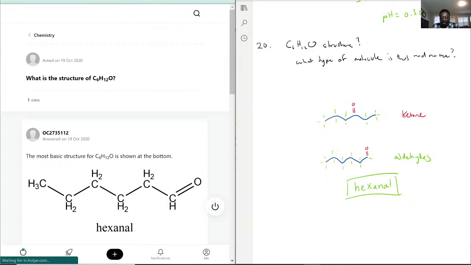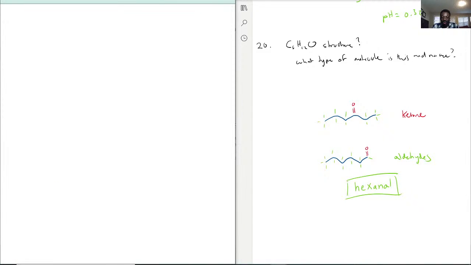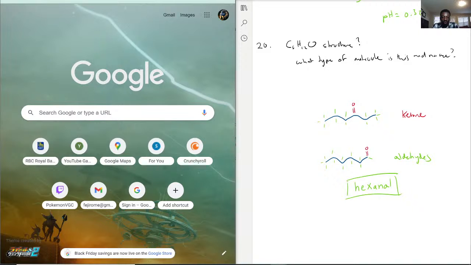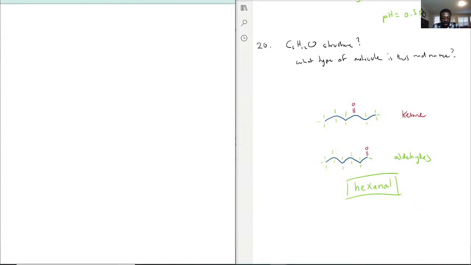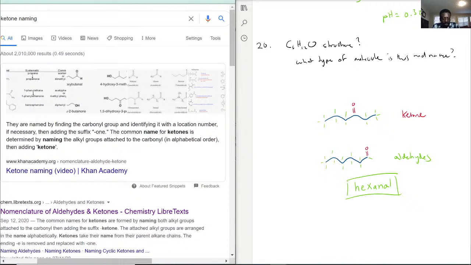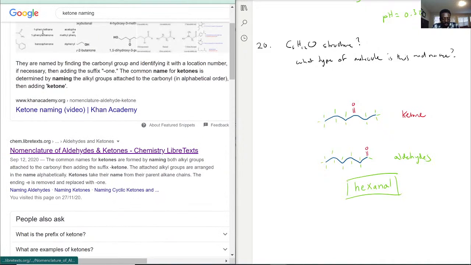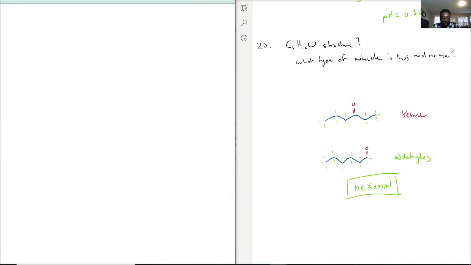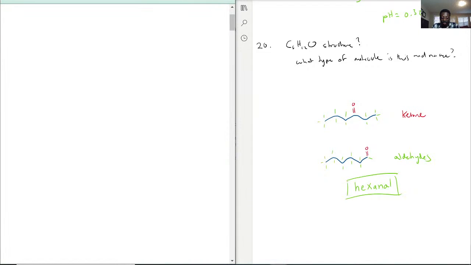Now for ketones, honestly I do not remember how to name them, so I will actually have to look up ketone naming. I do believe there's a specific way of doing it. Let's see. There we go. We can use a textbook. Always refer back to the textbooks if you're ever unsure.